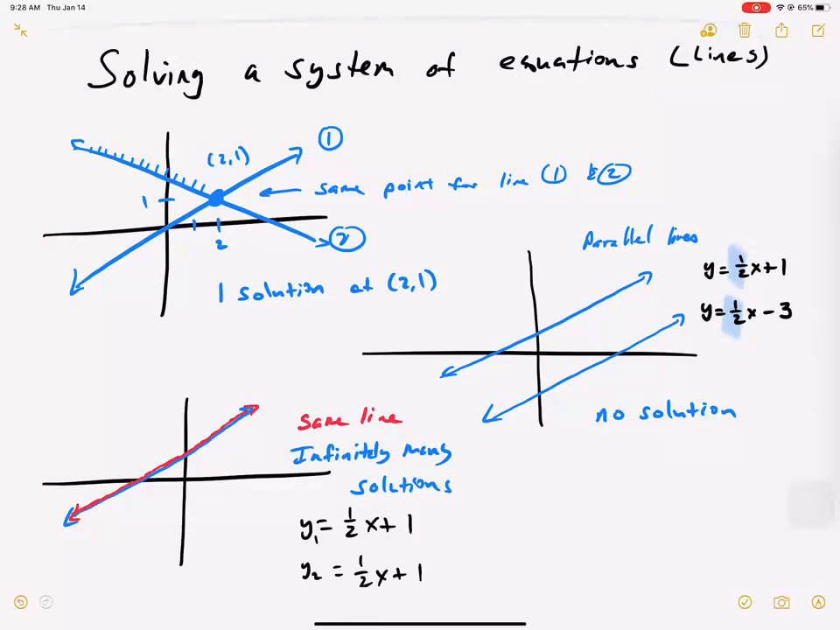Okay, so how do we know that these are infinitely many solutions? Well, the answer is that they would look exactly the same. Well, what if they try to trick me? What if one line was y is equal to 1/2 x plus 1? That's obvious, okay? And the second one was negative 2x plus 2y equals 2. Do these equations look the same?